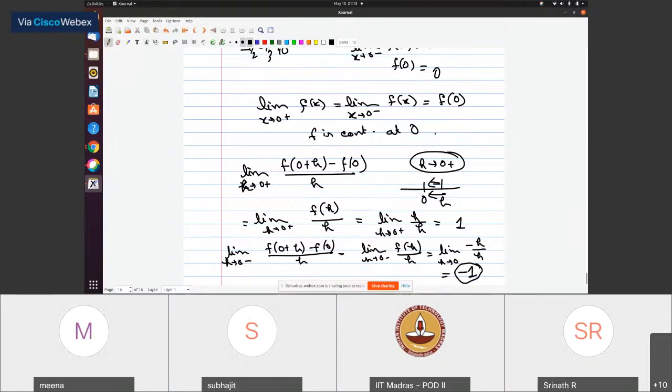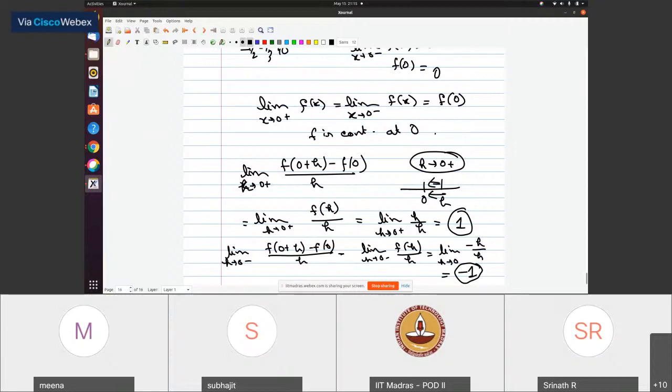So these two values do not match. The slope when we approach from the right side is 1. When we approach from the left side, the slope of the tangent is minus 1. So at 0 the slope does not match. That's why at 0 the tangent does not exist, so the function is not differentiable at that point.